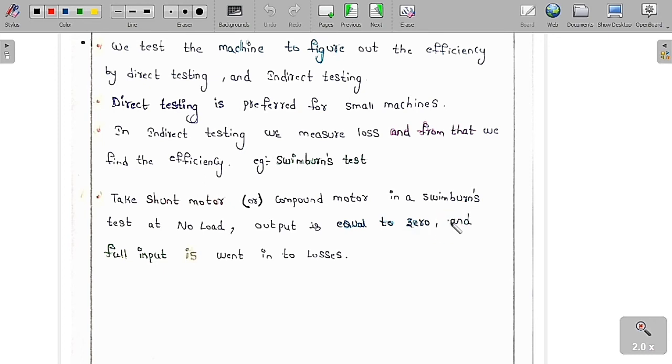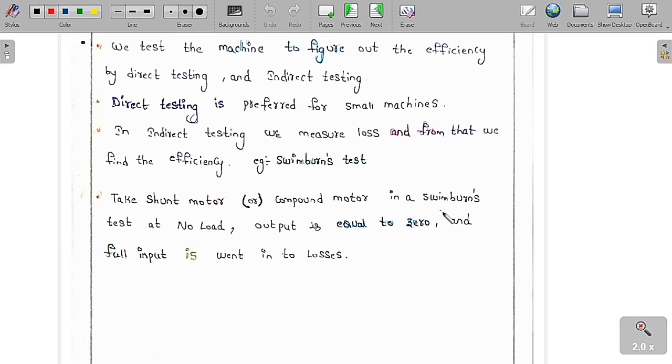At no load, whatever current is drawn is very small, so Eb into Ia is nearly equal to 0. So the output power is equal to 0; there is no useful work done. Whatever input power is taken in this condition is equal to the losses. Therefore, with the help of this we can find the losses, and then we can find the efficiency at any load condition.